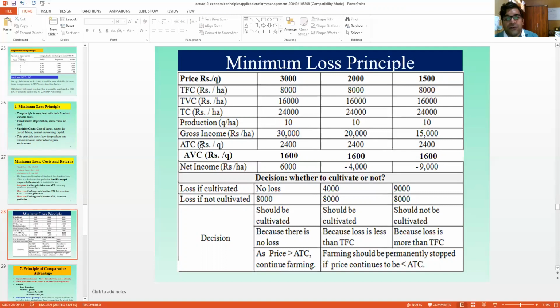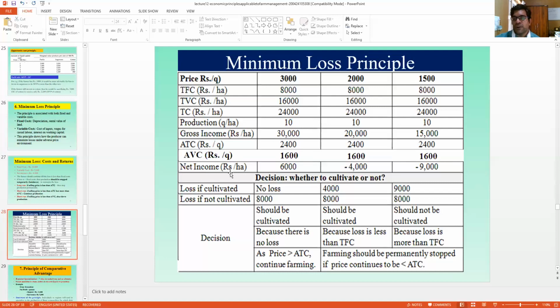Now ATC, average total cost, is nothing but total cost upon output, TC upon Y. So we have total cost of 24,000 rupees divided by Y, the output. We have got 2,400, 2,400, 2,400, same. AVC again, total variable cost divided by Y. We have got 600, same.